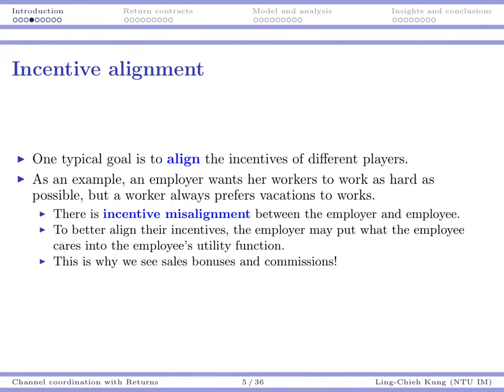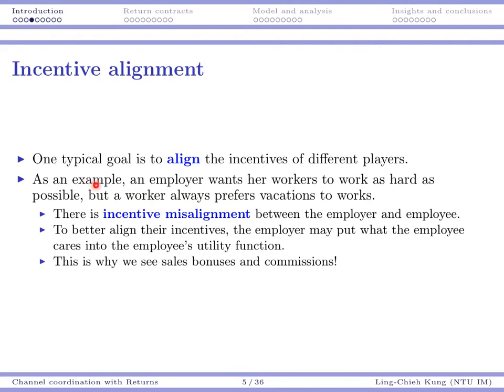If multiple players in the system have different interests or different objective functions, we typically say there is incentive misalignment, and our goal is to align players' incentives. If we can somehow adjust their objective functions so that all of them have the same goal or the same objective, we say we align their incentives, and the system efficiency can typically be improved.